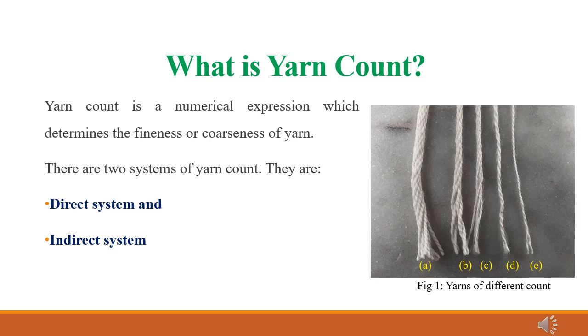Yarn count is a numerical expression that determines the fineness or coarseness of yarn. Figure 1 shows yarns of different count. Among the 5 figures, figure A is coarser, where the diameter of yarn is the highest, and the coarseness is decreasing while going towards figure E. Figure E shows the finest yarn, where the diameter of yarn is the lowest.